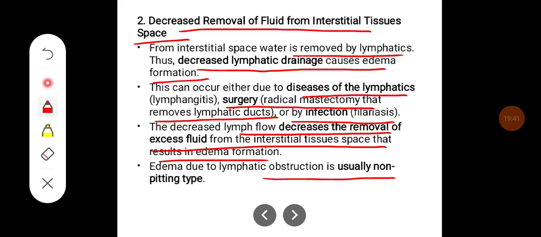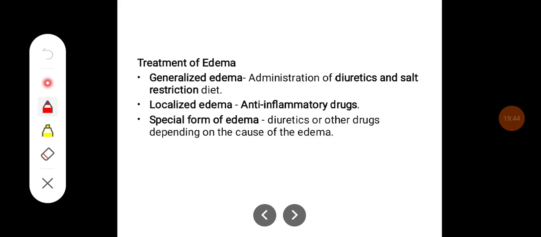Edema due to lymphatic obstruction is usually of the non-pitting type.